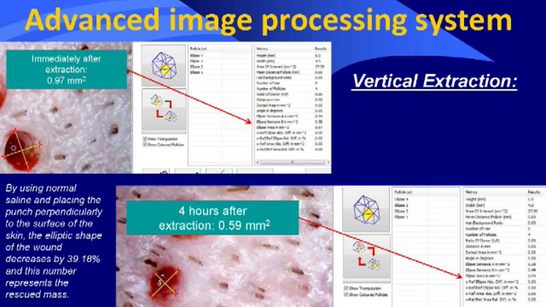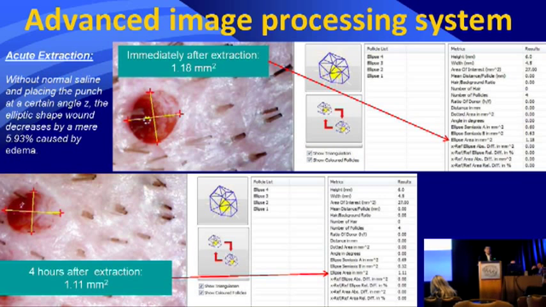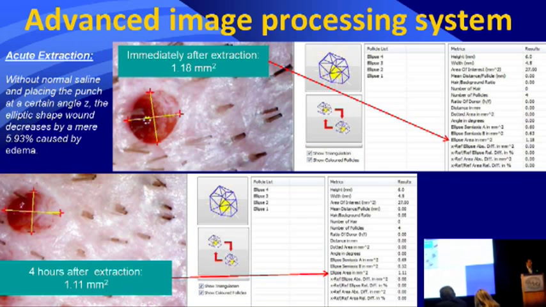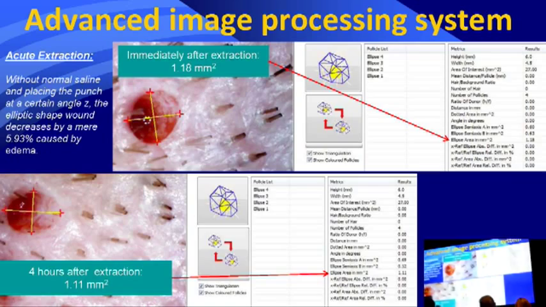At this point, we can see how the image processing system works in practice. In the top left picture, you can observe the surface of the wound in vertical extraction right after a graft removal, as has been calculated by the system. Whereas the picture on the bottom right shows the same wound 4 hours later when normal saline has drained away and skin has returned to normal. The trauma has decreased by 39%. Now, we apply exactly the same procedure in acute extraction. The decrease in surface of the elliptic wound for the same patient was recorded at about 6%.